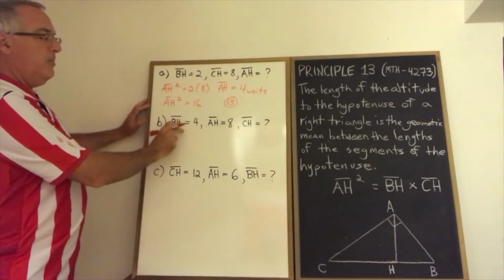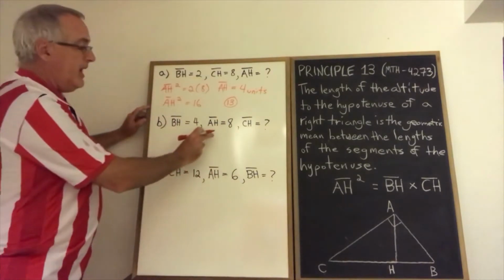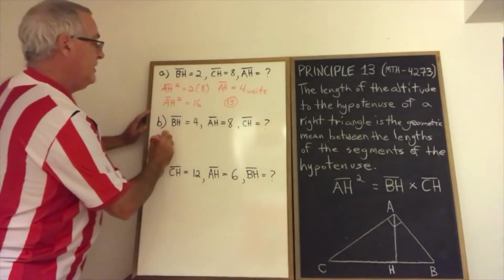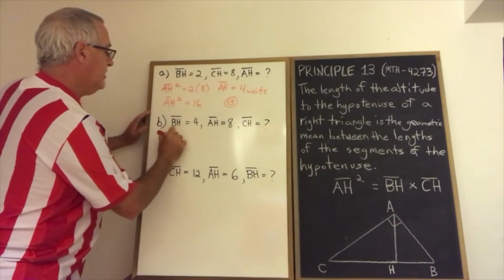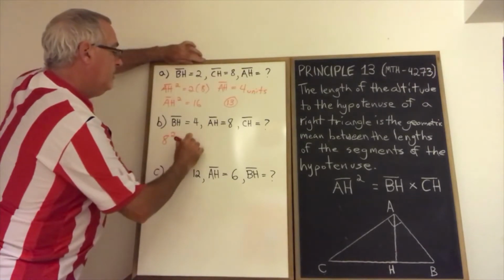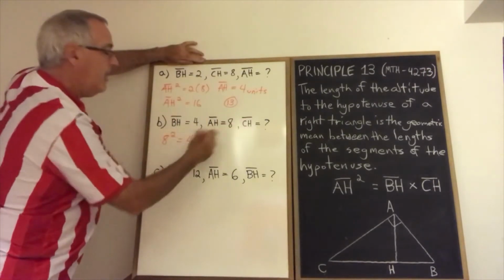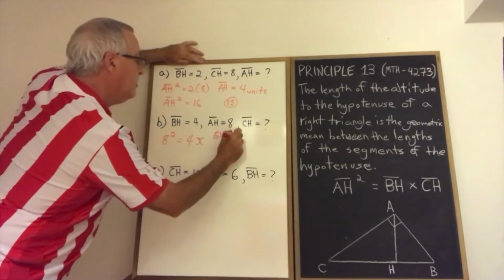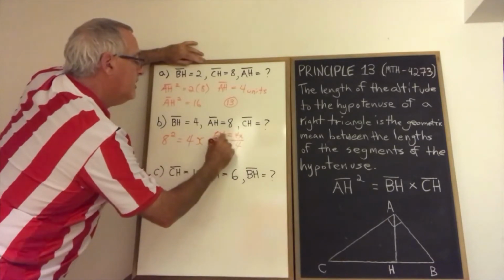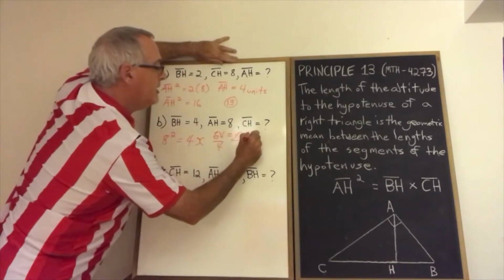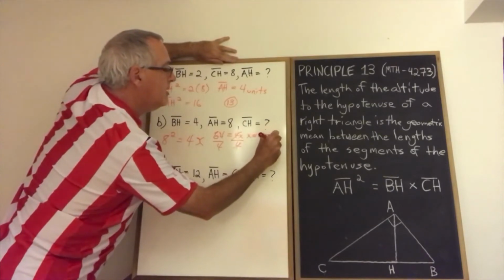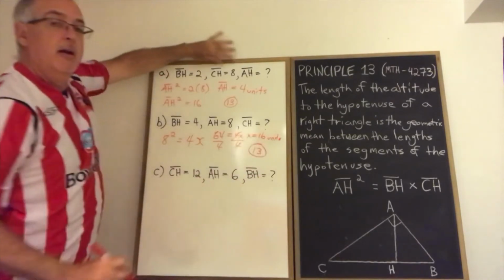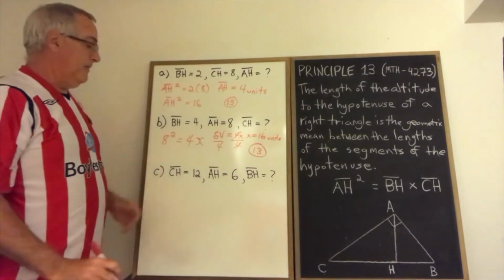In question B, we know BH, which is the shorter segment, and AH, which is the altitude, but we're looking for CH, the longer segment. AH squared becomes, therefore, 8 squared and is equal to 4, which is BH, times x, which is our CH. 64 is equal to 4x. We isolate our variable, and x is equal to 16 units. And I remember to say I'm using Principle 13. I used it twice, I should be justifying twice.